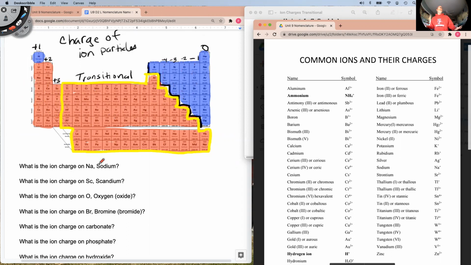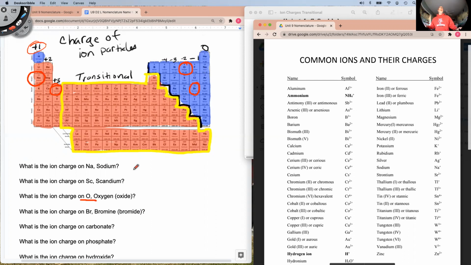With that said, we're just going to do a quick review. What is the charge on a sodium ion? The charge on a sodium ion would be +1. Good job. What's the charge on a scandium ion? That's right, it would be a +3. What's the charge on an oxygen ion, also known as oxide, which you learned last class? Good, it's a -2 charge. And the bromine ion, or bromide? That's right, it'd be a -1.